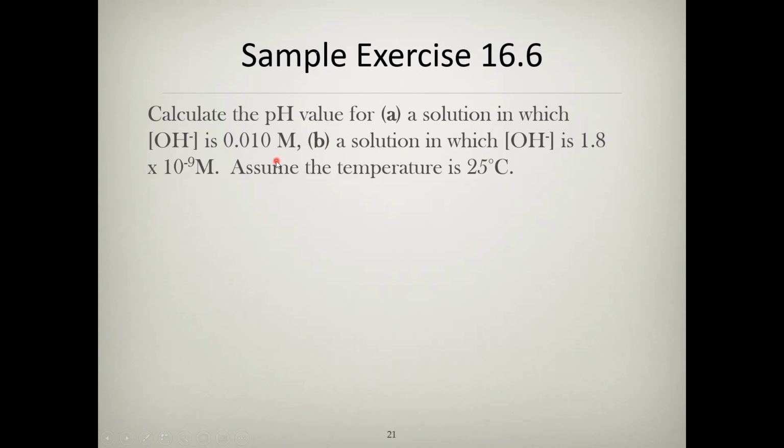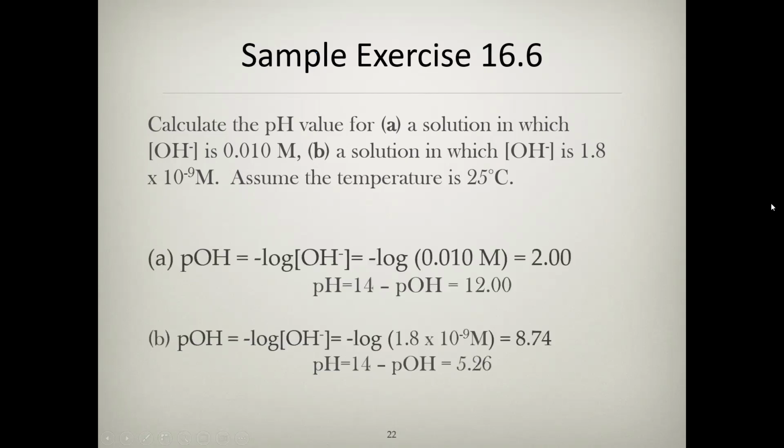So with it, we could use the Kw to figure out the actual concentration of hydrogen ions, and then we could plug it into the negative log of concentration to get the pH. Or we could just do the negative log of the hydroxide ion, get that pOH, and then just subtract it from 14. And then we could do the same thing for this one. We've just got a different concentration of that hydroxide because we're going to have a different pH.